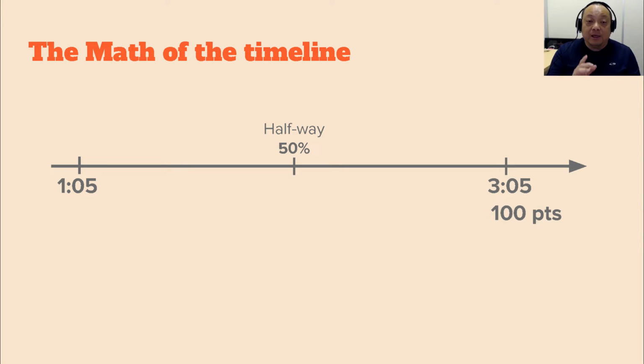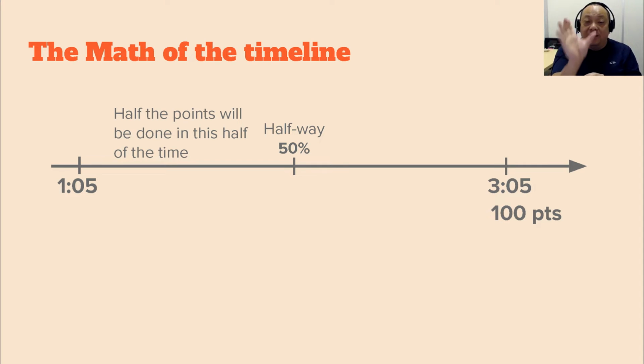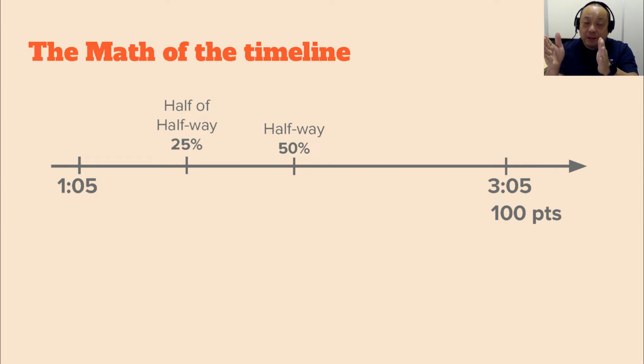To find the 50% mark, I look for the midpoint. The halfway point is the 50% mark. The idea is I want to complete half the point values in this half of the time. All right, we have the 50% mark. To get the 25% mark, I take half of 50%, meaning half of half. Now I know where the 25% mark is. I also know how long is 25% of the time and how many points are in 25% of the test.